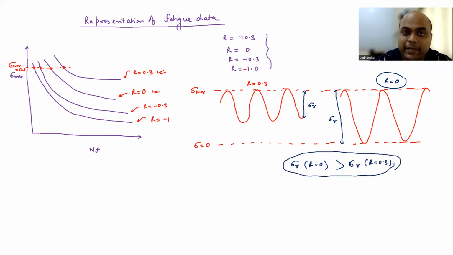What does it mean? It means that the number of cycles to fail is going to be less for R equal to 0. And that is what you observe here, on the left diagram. Right? So using the schematic, you can actually understand what is going to happen when you change the R ratio. Right? So that is how we represent the fatigue data when R is varying.